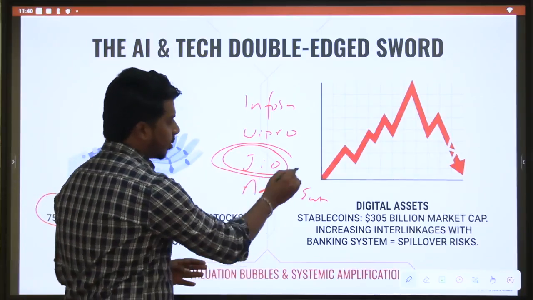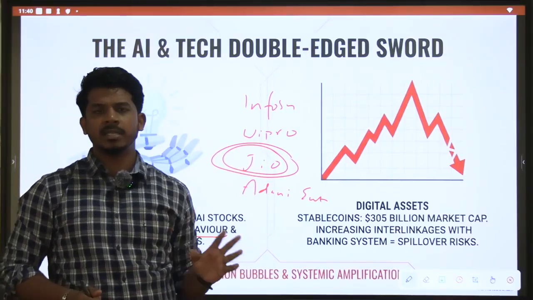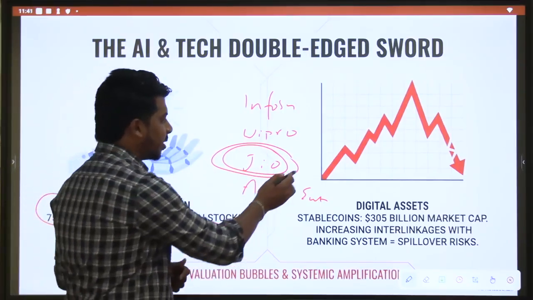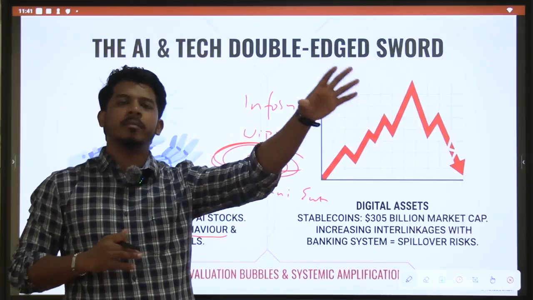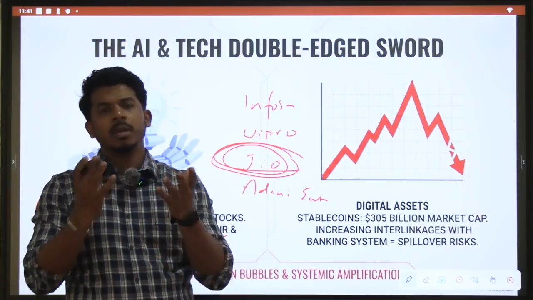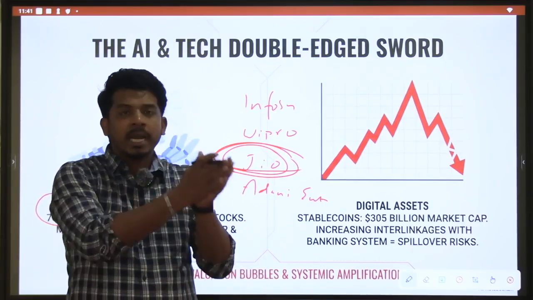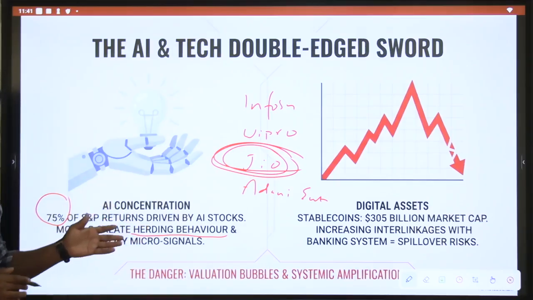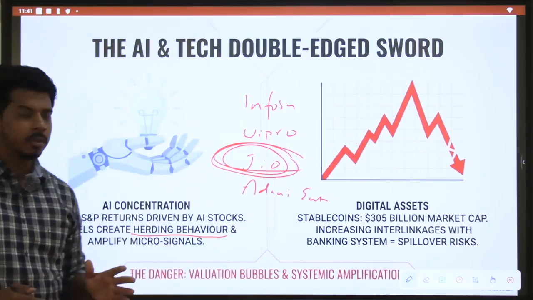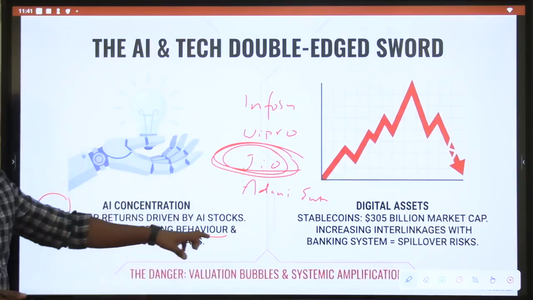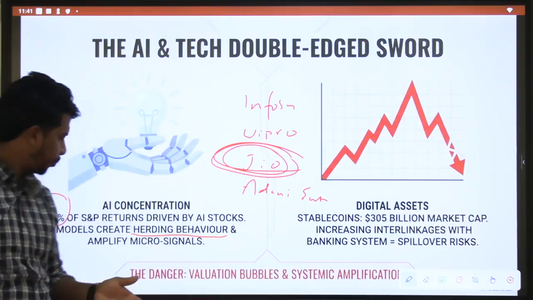ChatGPT will again tell Geo to the person. Another third person somewhere in another state will ask ChatGPT. Again ChatGPT will say Geo, because almost all of the artificial intelligence systems have some kind of similar algorithm. It depends on the data they are fed. So everybody is investing in Geo just because ChatGPT is telling them so. This is how AI is creating herding behavior.